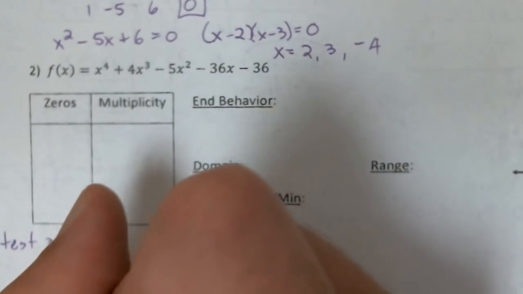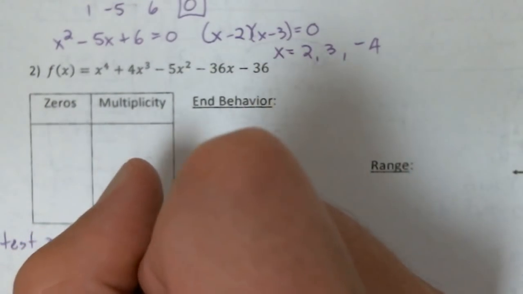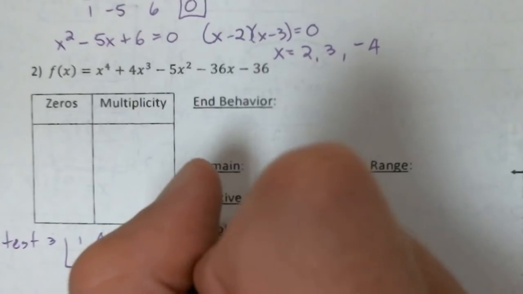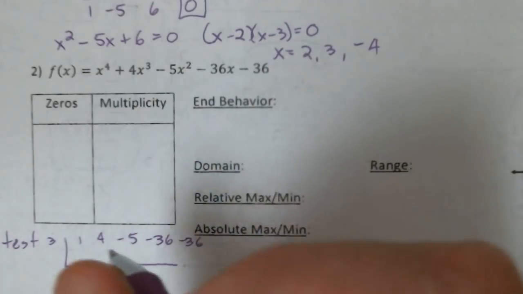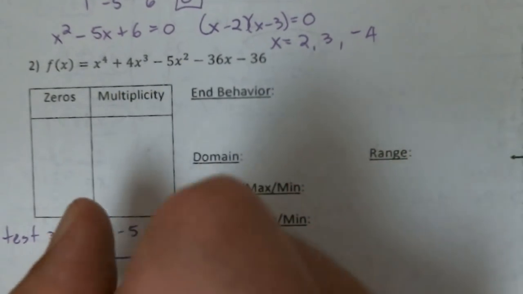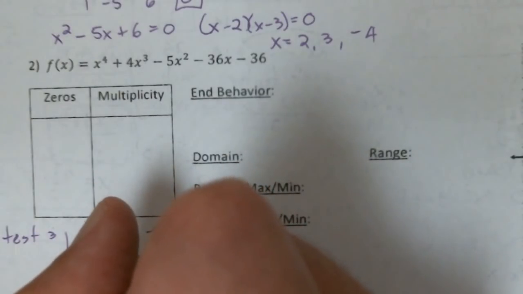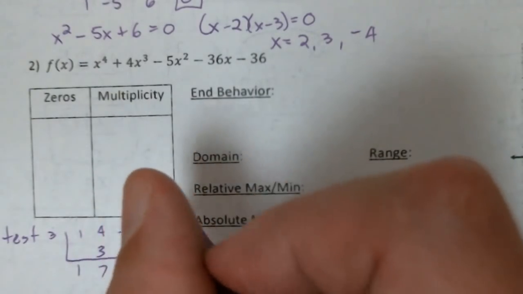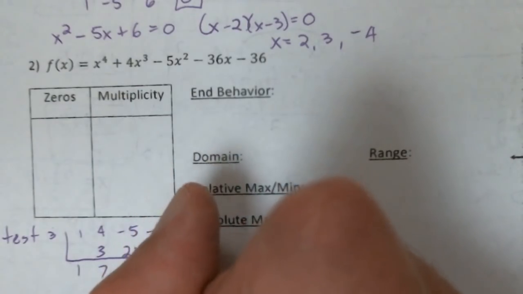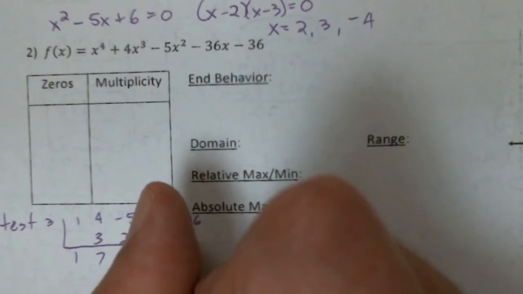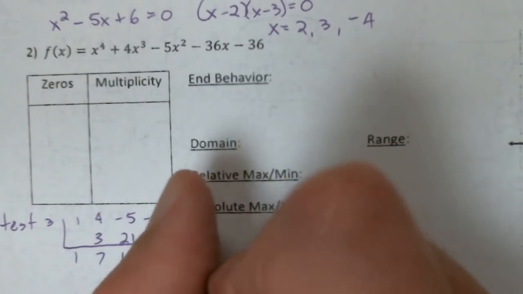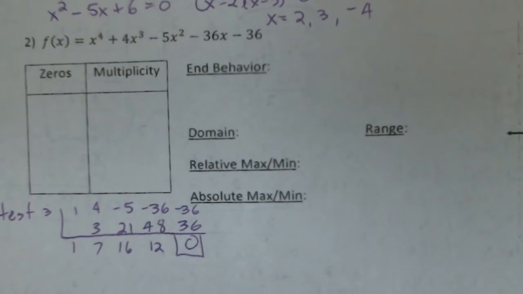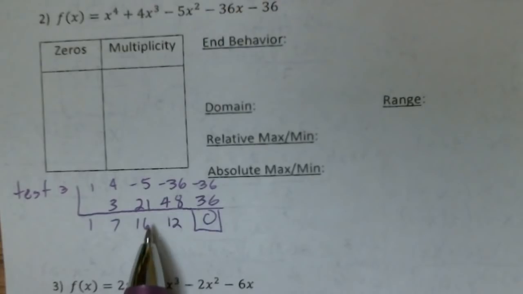That's going to be 1, 4, negative 5, negative 36, negative 36. Bring down the 1. That's 3. That's 7. 3 times 7 is 21. That's 16. 3 times 16 is 48. 48 minus 36 is 12. 3 times 12 is 36. They cancel. All right, I'm still not down to my quadratic though.